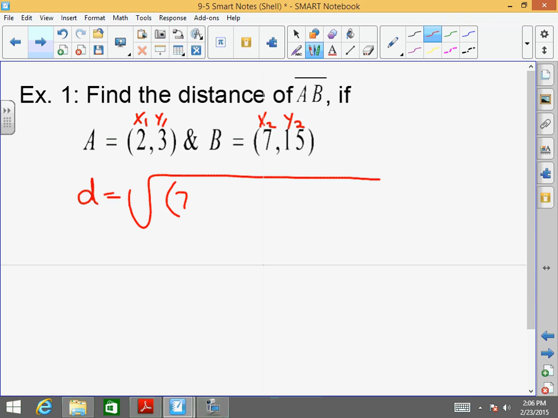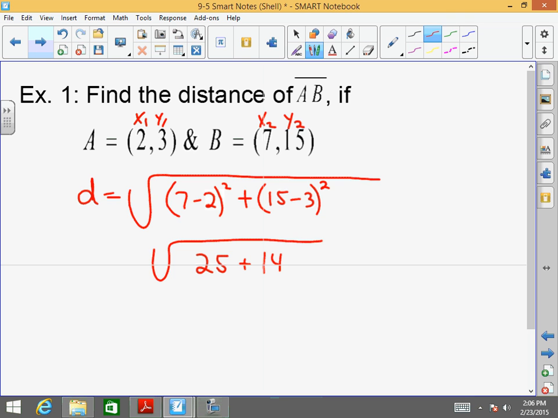So 7, which is x2, minus 2, which is x1, squared, plus y2, which is 15, minus y1, which is 3, squared. So 7 minus 2 is 5 squared, that's 25. Plus 15 minus 3 is 12. 12 squared is 144. That's going to be the square root of 169, which equals 13 units, whatever those units may be.